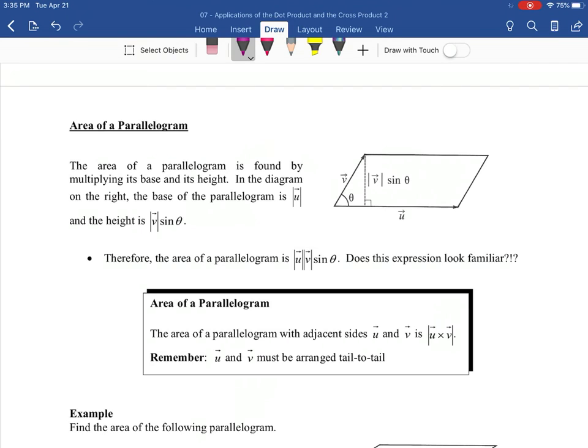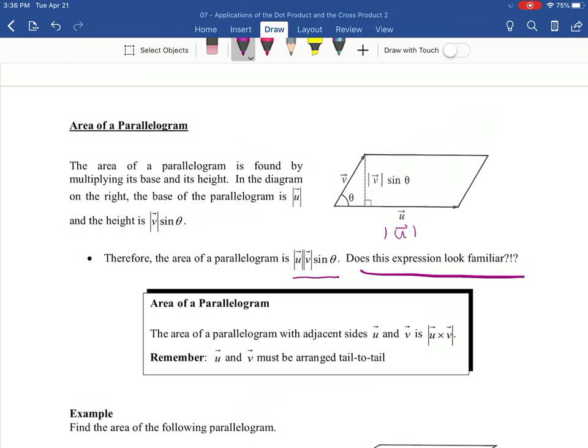We can also use dot and cross product to find the area of a parallelogram. The area of the parallelogram is found by multiplying the base and its height. The base is the magnitude of u, the length of the bottom, how long the vector u is. And with a little bit of SOH CAH TOA, you can find that the height of the parallelogram will be magnitude v sine theta. You can see in that little triangle there that you get magnitude v sine theta. And so the area of the parallelogram is magnitude u times magnitude v sine theta.